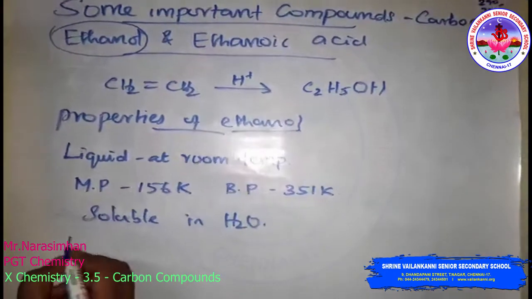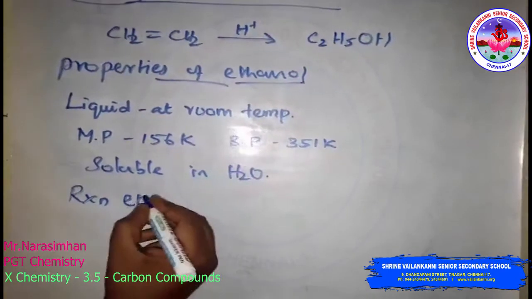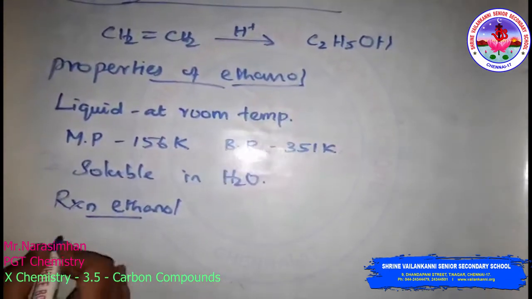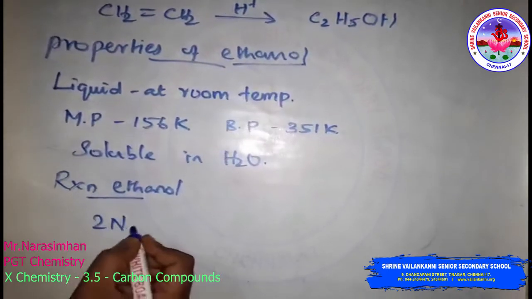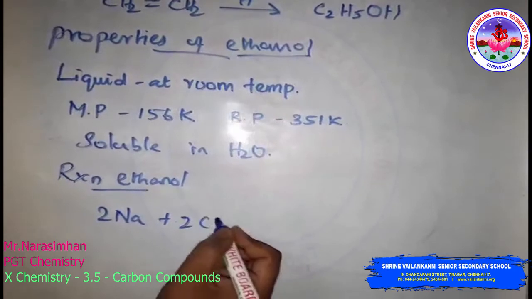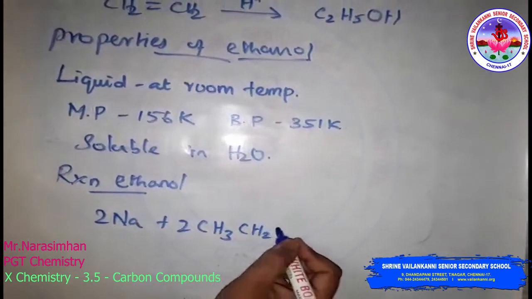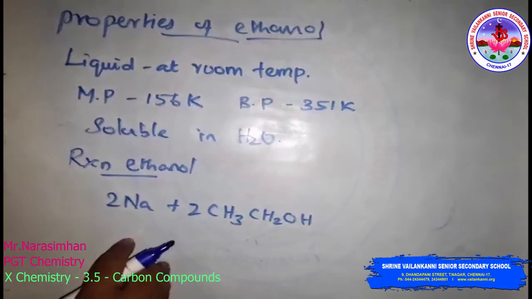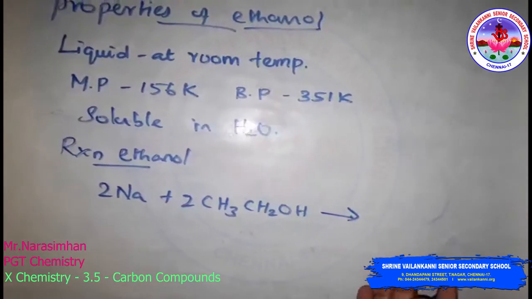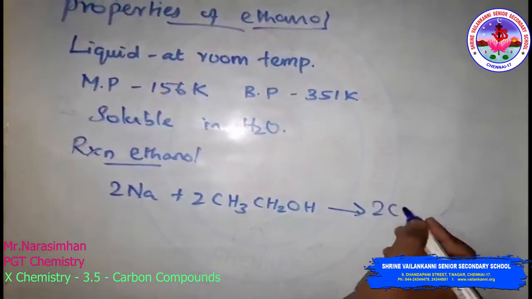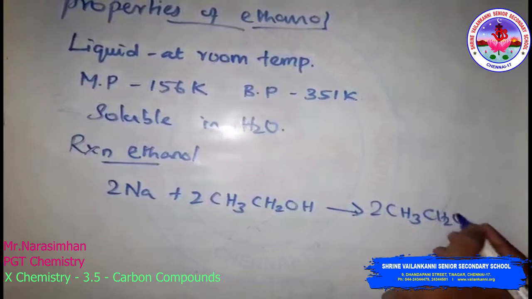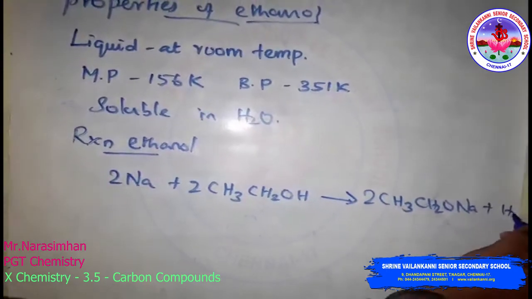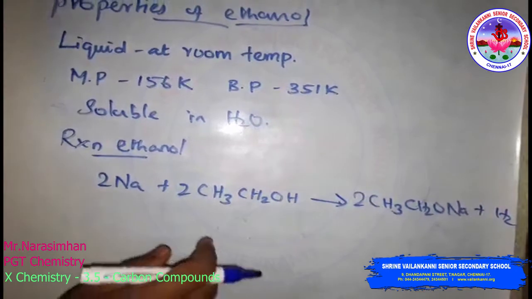Some reactions of ethanol. We will see here the reactions of ethanol. When ethanol reacts with sodium, a metal: 2 moles of CH3CH2OH react with 2 moles of sodium to produce 2 moles of CH3CH2ONa. This is sodium ethoxide, and hydrogen gas is also liberated. So this is a reaction of ethanol.